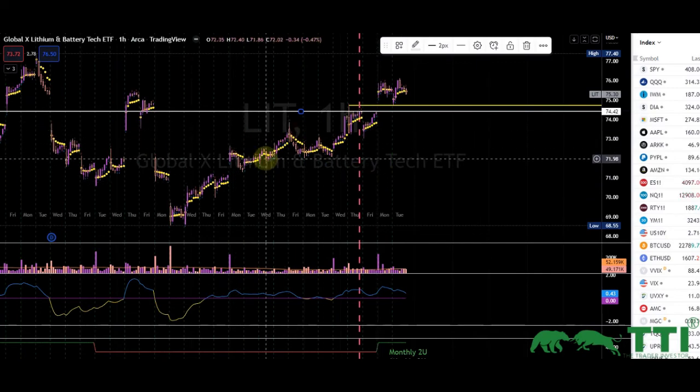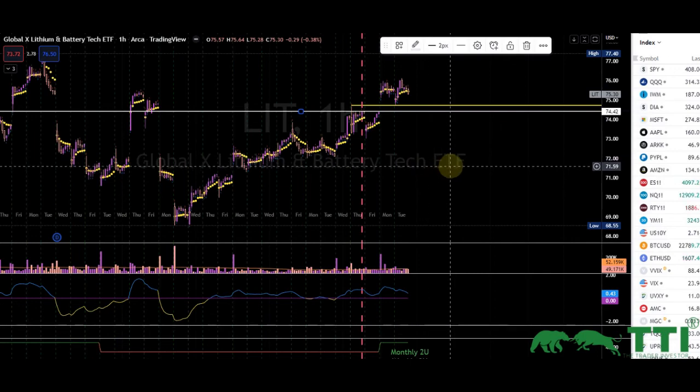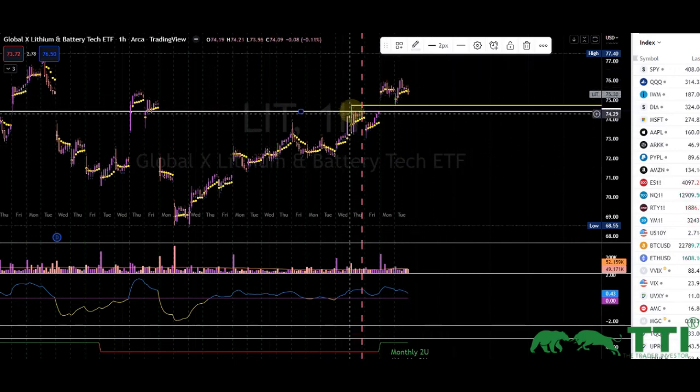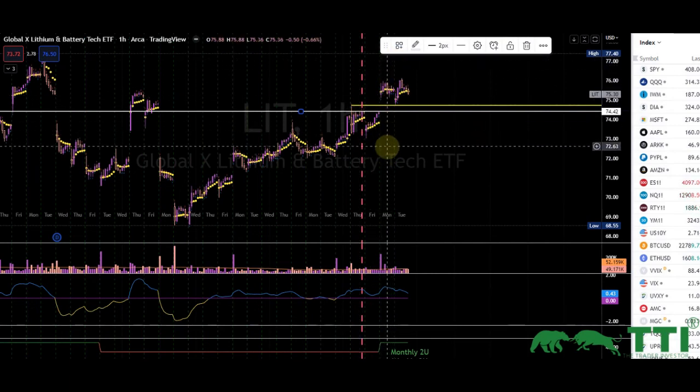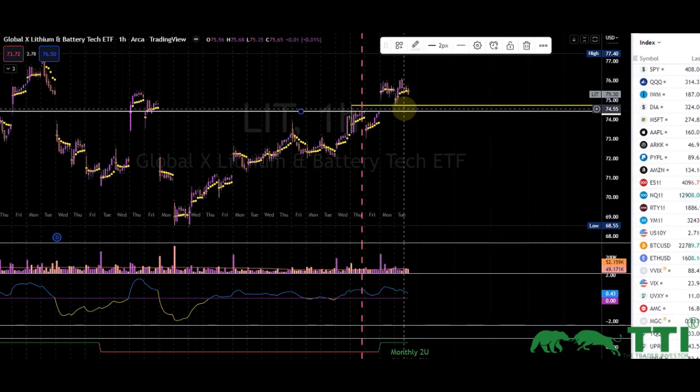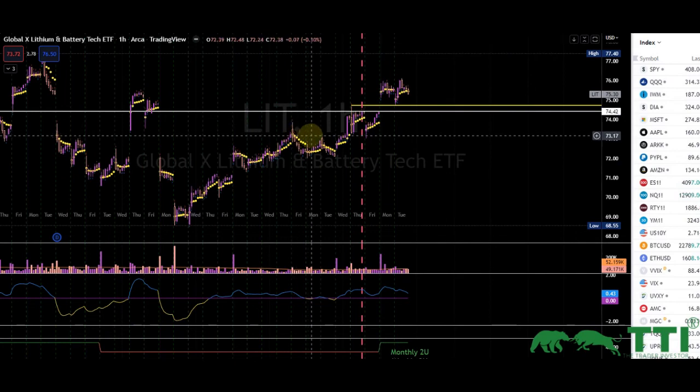Was it the hour chart? Yeah, right there. So this is where it didn't go through it, but then next time it went through it, and then it tested it as support. Also here, right here. This is the one.